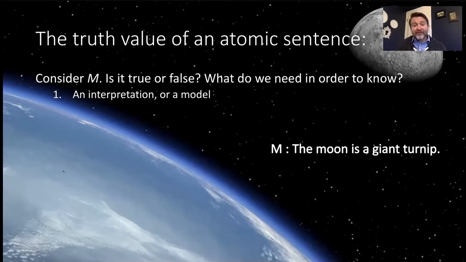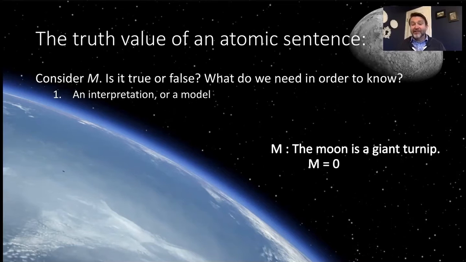But M could have a different meaning. Instead, M could mean the moon is a giant turnip. So what if M stood for the moon is a giant turnip? Well, then would it be true or false? In that case, M would be false, right? So clearly we need an interpretation. We need something that tells us what M stands for to understand its truth value, to understand whether or not it is true or false.